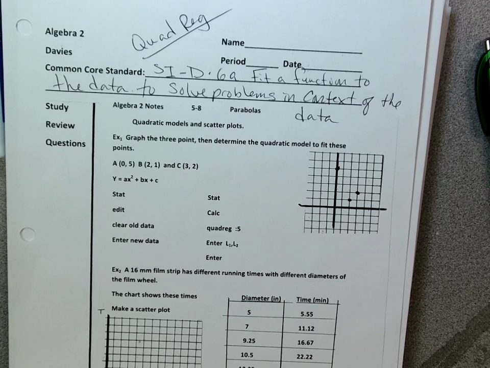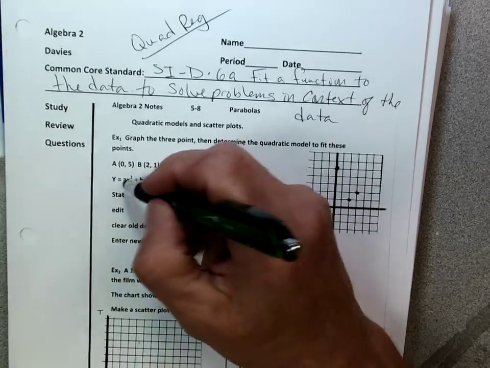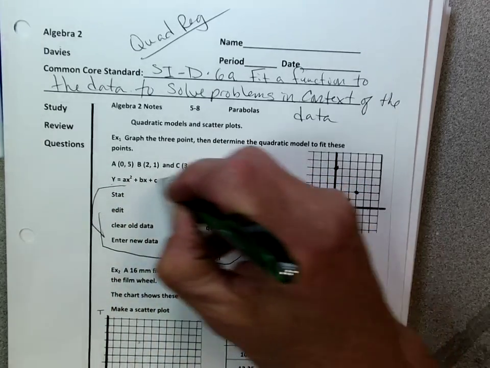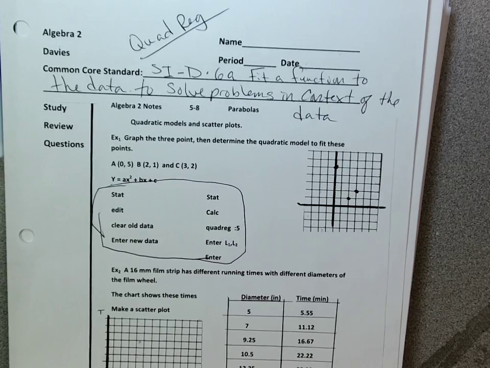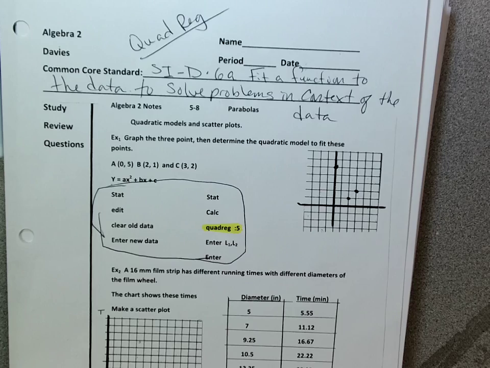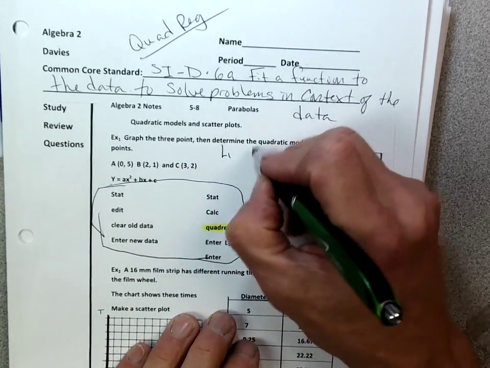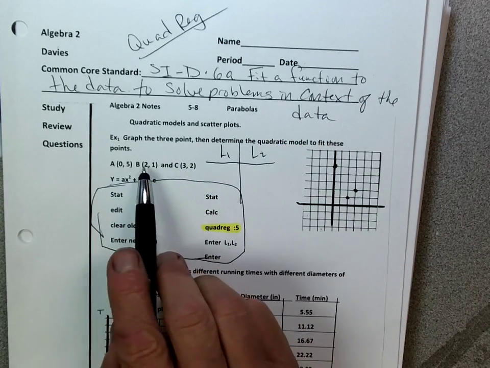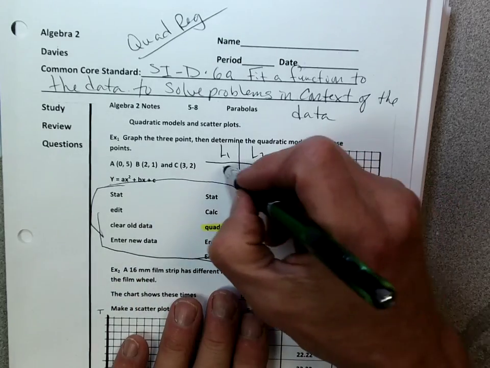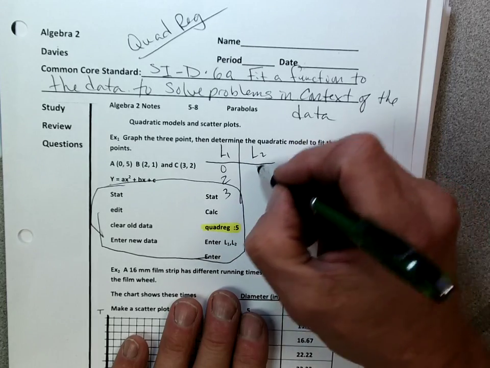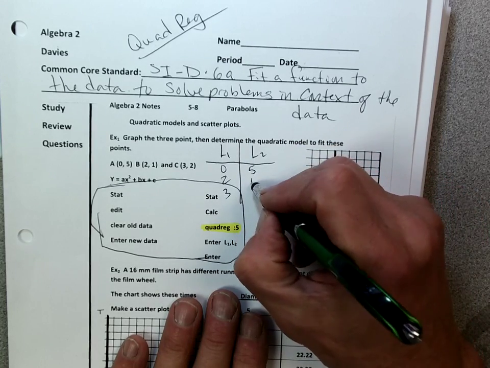The way we do it is let the calculator do the work. So we're going to put it into our calculator. We're going to do the same thing we've been doing before. The difference is this button right here. This button right here is the only difference, the quad reg. So we're going to do the quadratic regression. So we're going to need to go list 1 and list 2. For us, list 1 is going to be the x values of my points. So I'm just going to go 0, 2, and 3. And list 2 is going to be 5, 1, and 2.